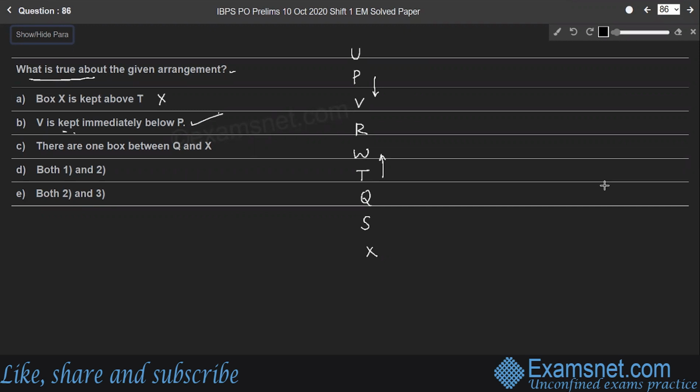Whereas option C, there is one box between Q and X. Between Q and X, there is one box. So option C is also correct. Whereas option D and E, both 1 and 2, both 2 and 3. Therefore, option E, both 2 and 3, is the correct answer, though options B and C are correct. So both 2 and 3 is the correct answer.